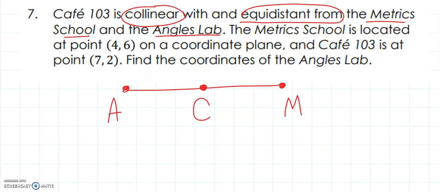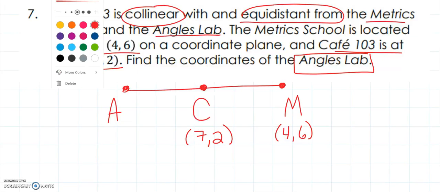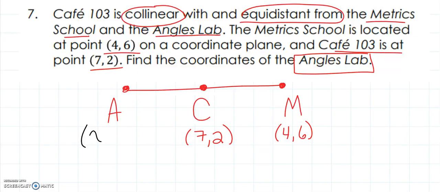Okay, so let's see what they tell us. The Metric School is located at point 4, 6. Okay, so we have this endpoint, 4, 6. And then we are told that Cafe 103 is at point 7, 2. Okay, so we have the midpoint. Lastly, find the coordinates of the Angles Lab. Okay, this is our goal. Our goal is going to be to solve for the coordinates at A, which is an endpoint. So we're looking for the x and y value here.